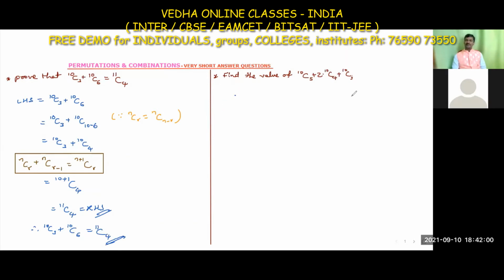Okay. And after that, here we have another question. Find the value of 10C5 plus 2 into 10C4 plus 10C3. All these are 2 marks questions, very short answer questions. So here, 10C5 plus 2 into 10C4 plus 10C3. This is equal to 10C5 plus 2 into 10C4, written as 10C4 plus 10C4, plus 10C3 as it is.